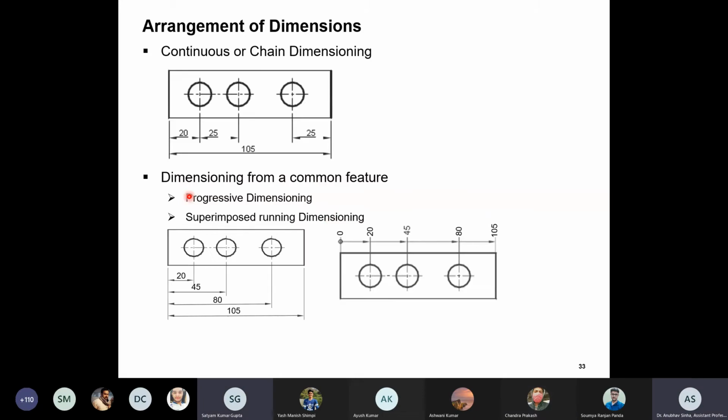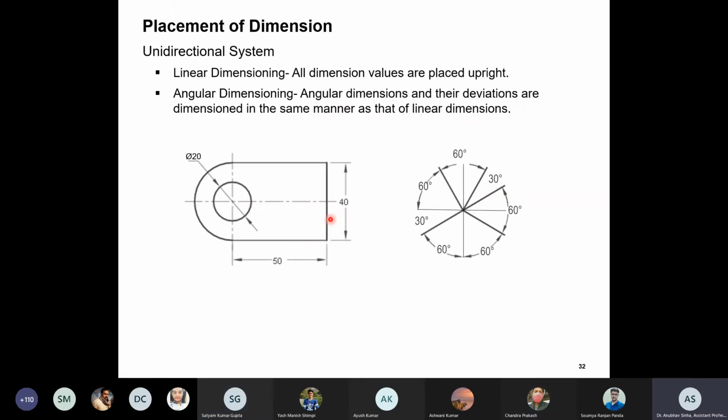Phi is for diameter. Generally, when you have a circle, you write the diameter. If you have an arc, you write the radius of that arc.